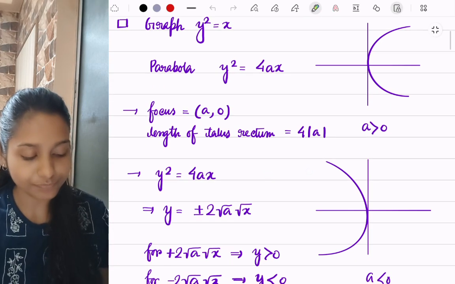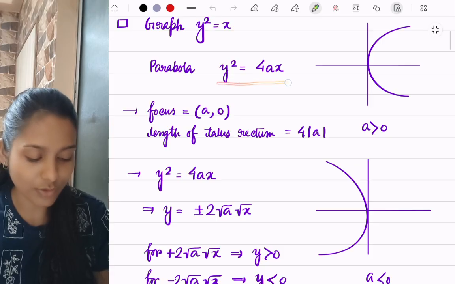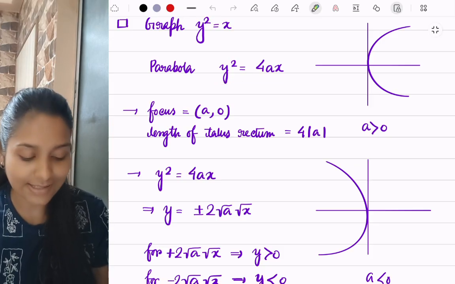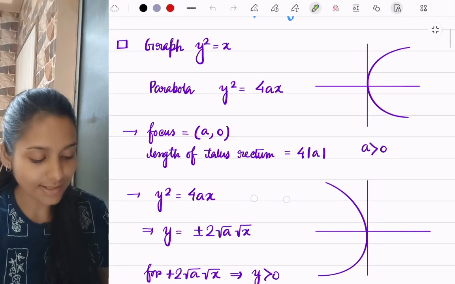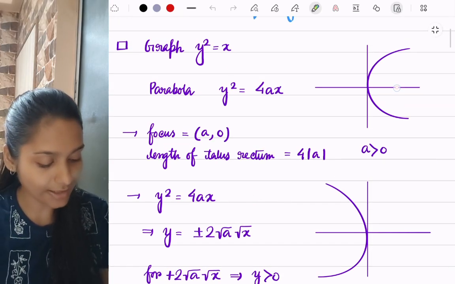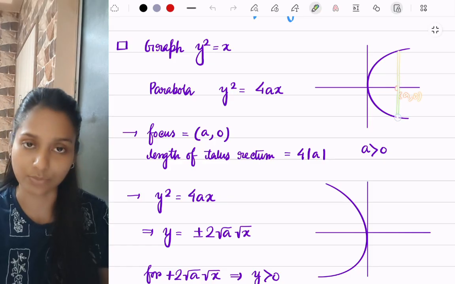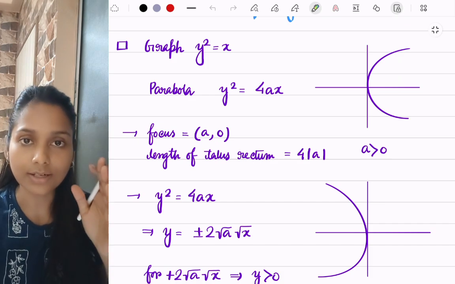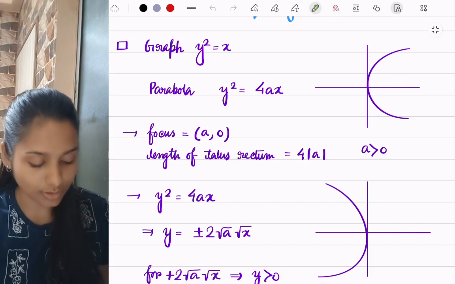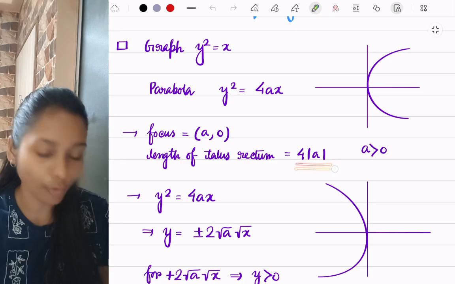Here this parabola, y square equals 4ax, has the focus (a, 0). So the focus lies somewhere here. This is (a, 0), and the length of the latus rectum is 4a, which is this one, the perpendicular line that passes through the focus. So the length of the latus rectum is 4 mod a.